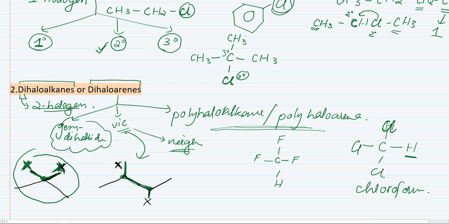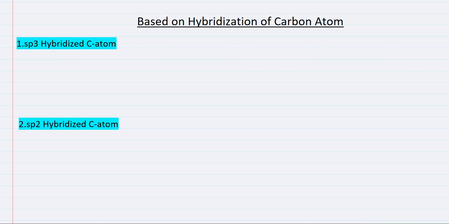Okay, moving on. When it comes to the classification of these compounds based on the hybridization of carbon atom, you can classify them based upon if your carbon atom is sp3 hybridized or sp2 hybridized carbon atom to which the halogen atom is attached. Now, if it is your sp3 hybridized carbon atom, you can divide these compounds into your allylic halides or your benzylic halides.